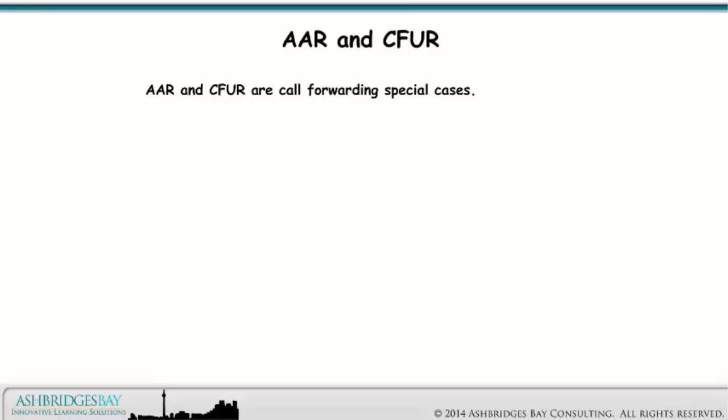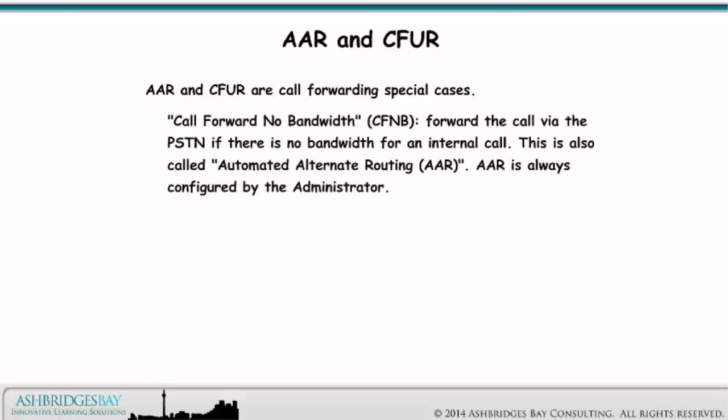AAR and CFUR are call forwarding special cases. Call forward no bandwidth, CFNB. Forward the call via the PSTN if there is no bandwidth for an internal call. This is also called Automated Alternate Routing, or AAR. AAR is always configured by the administrator.